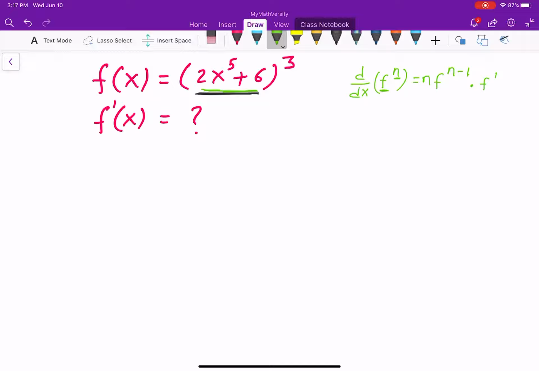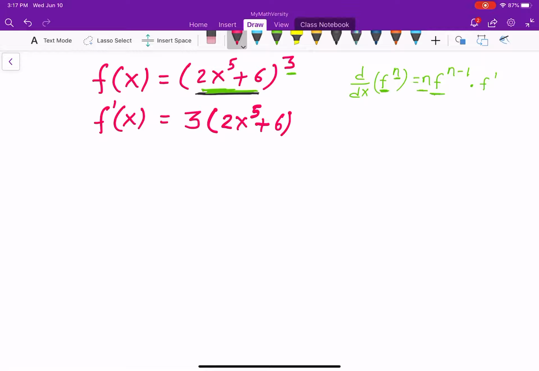So if that is the case, let's apply the generalized power rule. How can we apply this? You can see on the formula we have n, so that is our 3, so we can write that down first. Then in the formula we have f. In our problem, the f in the formula is the base function, so our f is 2x to the power 5 plus 6. So let's write that down.